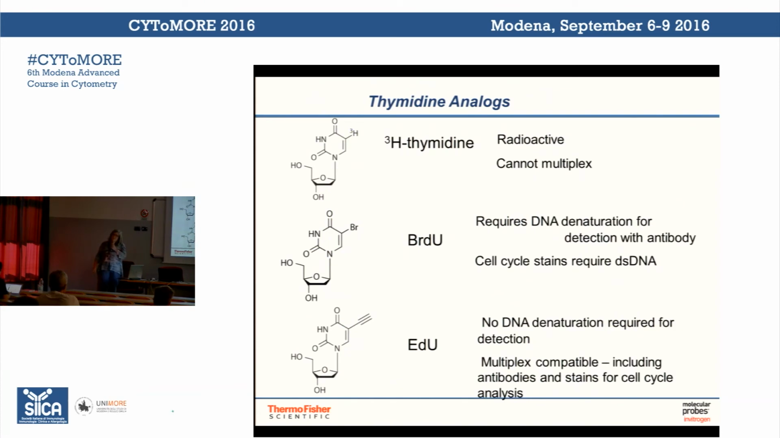So these are thymidine analogs. Procedures for these have been around for many years, first of all with tritiated thymidine, and in the 1970s, the BrdU method was developed. What I'm going to be talking about is EdU, or ethynyl deoxyuridine. You can look at the structures here, and they're all very similar. In fact, it's just this terminal end here where the difference is.